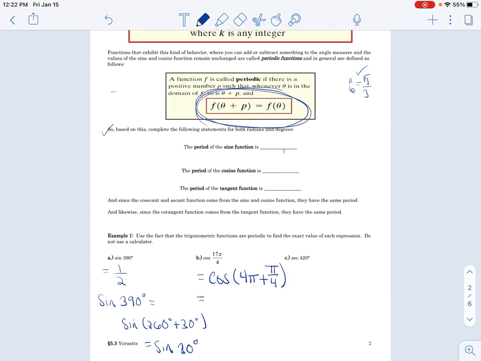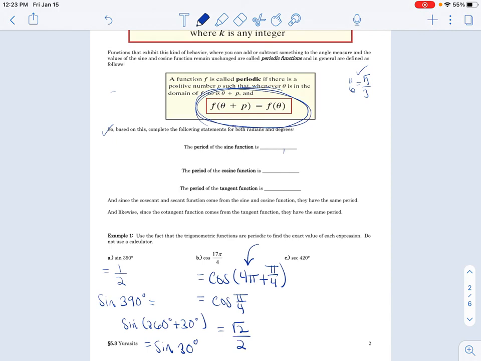Okay, so really, this is telling me I have my period 2 times, because my period is 2 pi. So if I have 4 pi, that means I doubled it. And if you're getting it, you can ignore it and just find cosine of pi over 4, which is root 2 over 2.